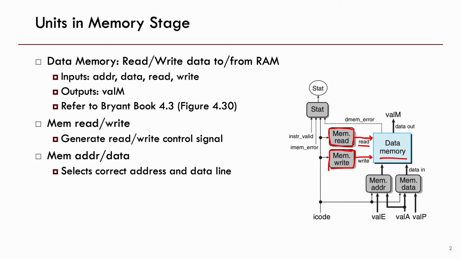Next, two conditional control signals. The first one, memory address, generates the memory address to either read from or write to. And the next control signal generates the data to write to the memory.